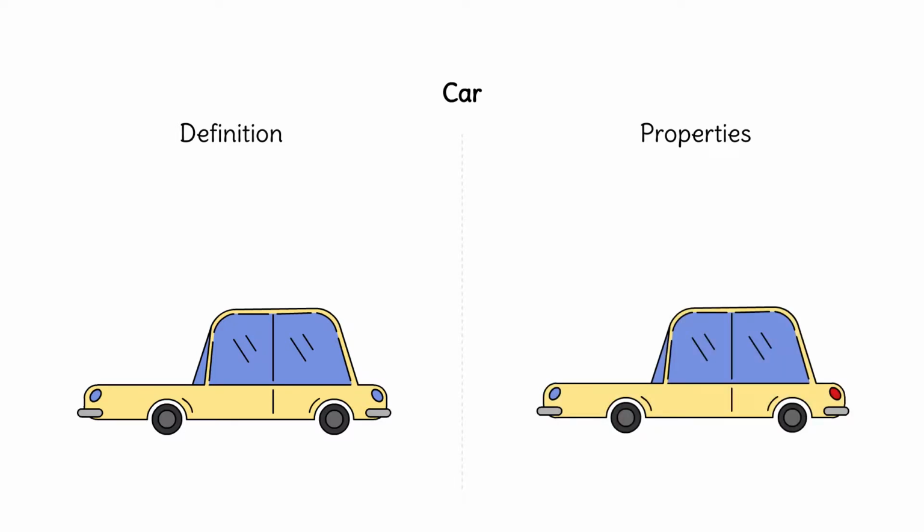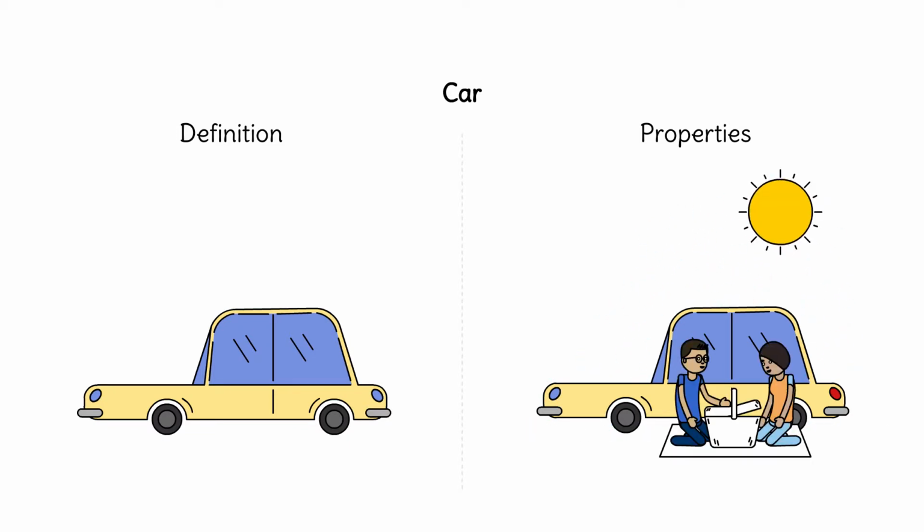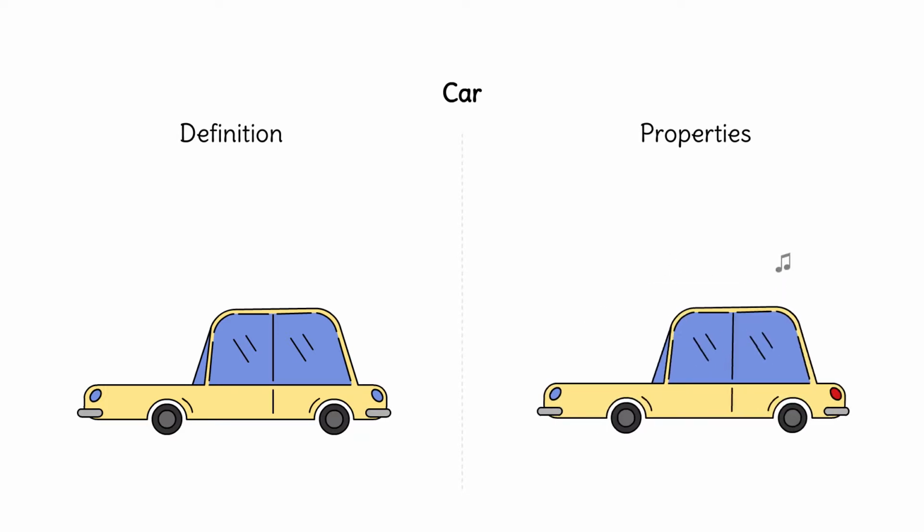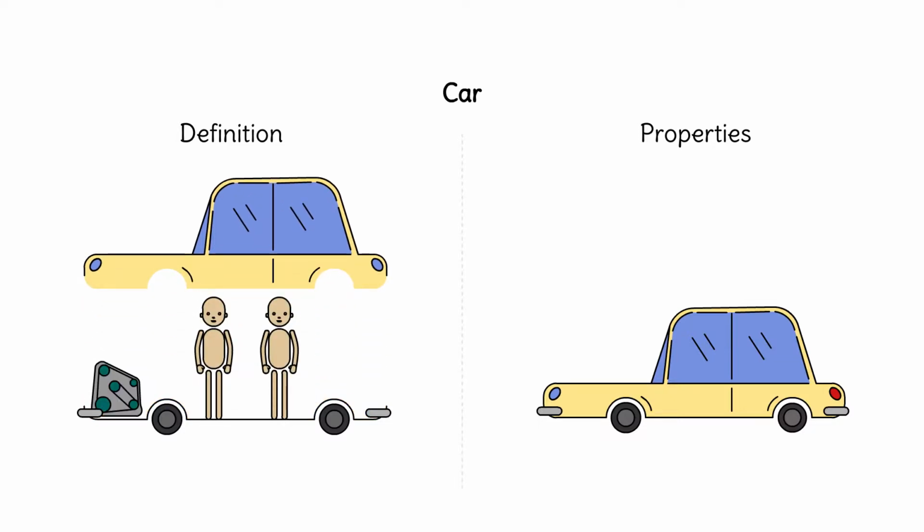For example, they can also protect you on a rainy day, they can provide shade for a picnic, they can express your personality, and they can play music. Those are all extra properties of a car that aren't part of the definition. The definition is the basic model, a four-wheeled passenger vehicle. The properties are useful characteristics beyond the definition.